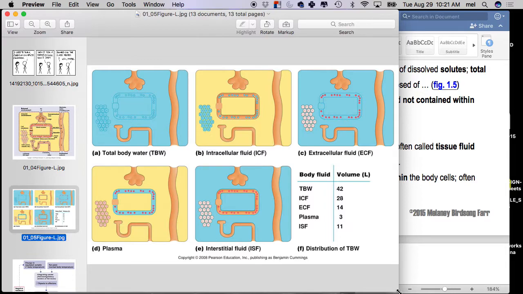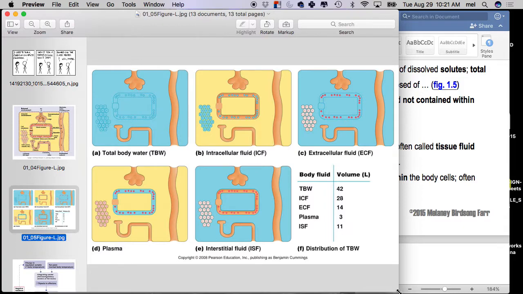So that 42 liters is considered total body water. That's an abbreviation that isn't very frequently used, but your textbook uses it. But importantly, the total body water is sequestered. So there are body fluid compartments. And the body fluid compartments are extracellular fluid and intracellular fluid. And then there are some subdivisions.